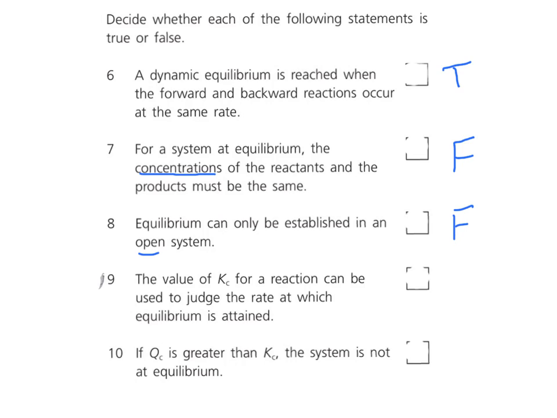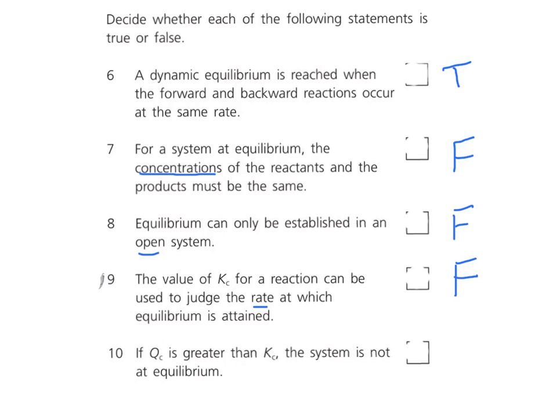The value of Kc for a reaction can be used to judge the rate at which equilibrium is attained. That is definitely false. Kinetics is totally a separate issue from equilibrium. You can think of it this way. The size of Kc will tell you how much product you can make, but it tells you nothing at all about how fast you'll make it.